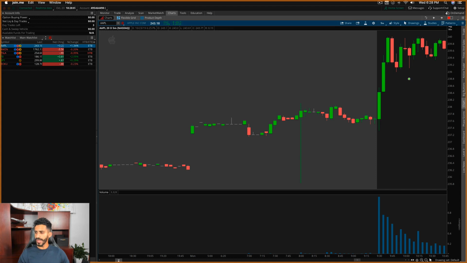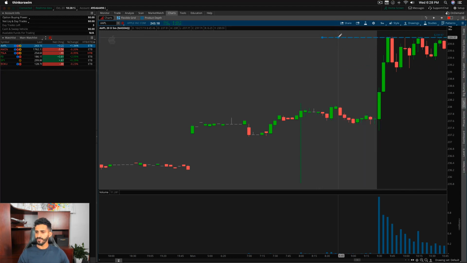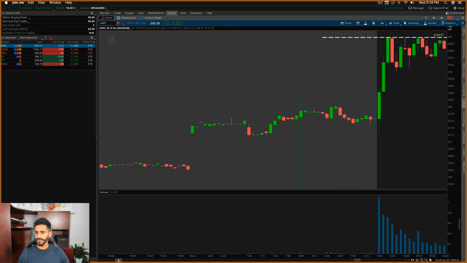Around this 240 area, once again, stock goes right into it, gets rejected, pulls back, buyers step in. Goes up, gets rejected, buyers step in. Goes up, gets rejected, and now buyers step in. Right here, we have the ascending triangle.